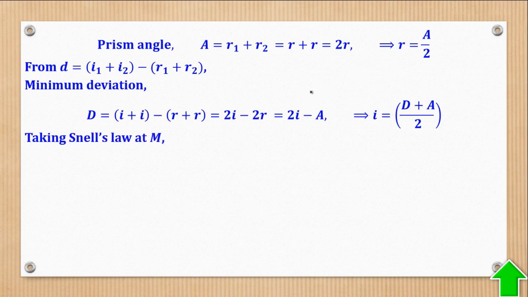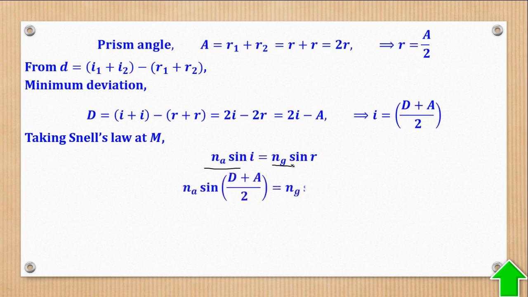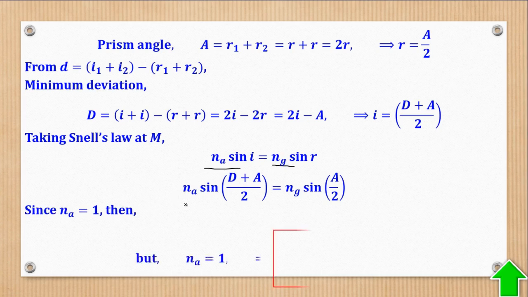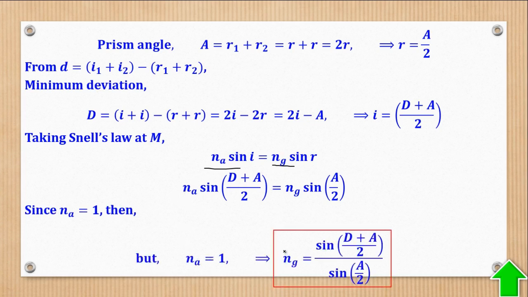So when you know that, we shall take Snell's law at M, to give us Na sine I is equal to Ng sine R. And when you substitute, we shall come up with that. Remember that Na is equal to 1, therefore we have Ng, or refractive index of the glass prism, is equal to sine of (D plus A) over 2 divided by sine of A over 2. So this formula, whenever they talk about minimum deviation, that minimum deviation is this capital D. And the refractive index, when minimum deviation is known, can be got from this formula.